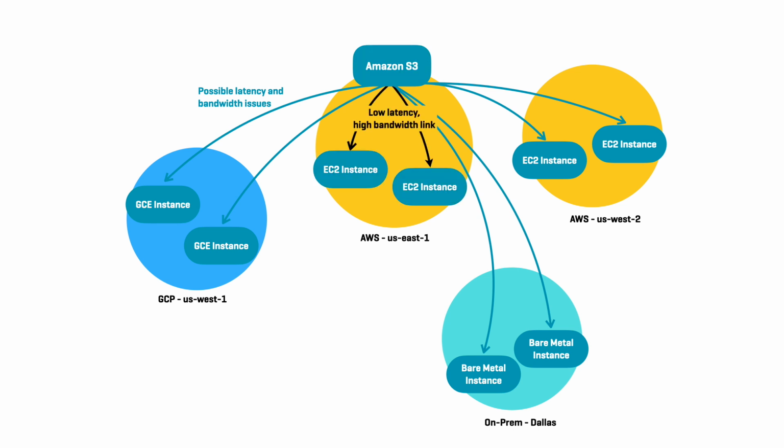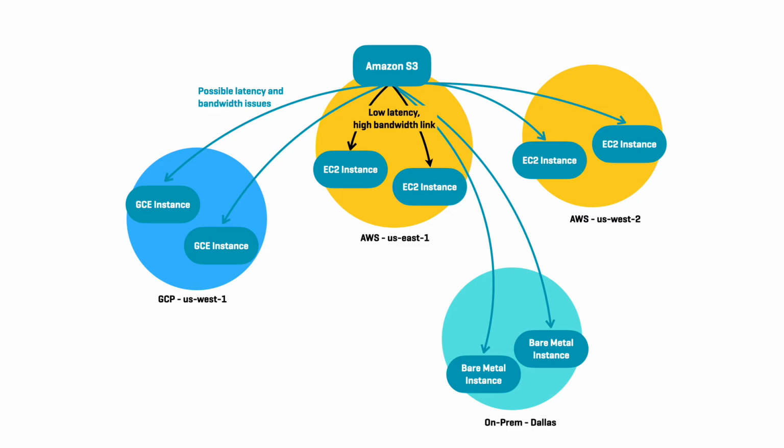But as soon as you go beyond that, for example, we also have 2 EC2 instances hosted in the AWS US West 2 region. Well, there's no guarantee for performance there. And all performance guarantees go out the window as soon as you leave the cloud. In this case, we have a Google Cloud Platform zone in US West 1, where we have 2 GCE instances. While there are no performance guarantees for those, neither are there performance guarantees or latency guarantees for those 2 bare metal instances that we host outside of the cloud on-premise in Dallas.